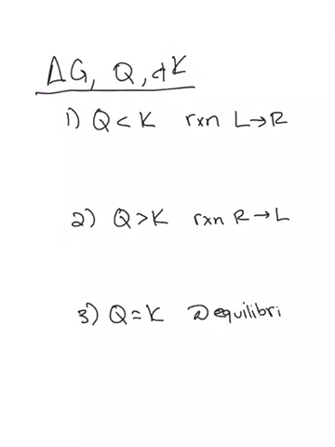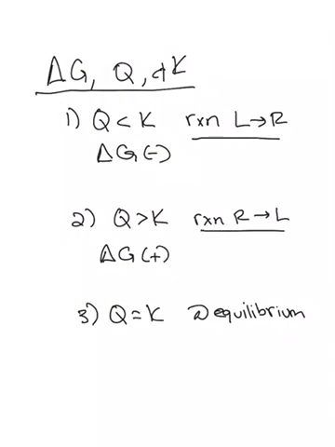Well, those relate directly to delta G, because remember, when we calculated a delta G that was negative, we said that we were spontaneously making products. Or when we calculated a delta G that was positive, we called it non-spontaneous. What that really means is that the reaction is spontaneously going backwards. I have too many products and not enough reactants. And when Q equals K, delta G equals 0, and I'm at equilibrium.